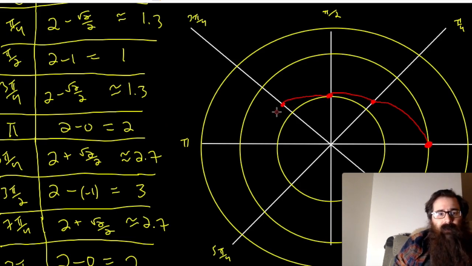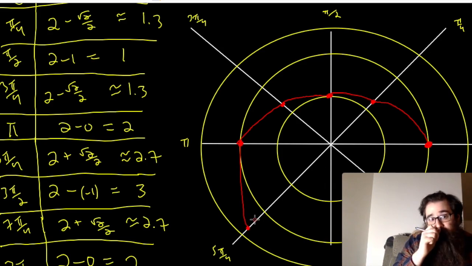And then at pi, we have 2. So here at pi, I should have a point at 2, and that's the middle circle, right? Connect to it with a smooth curve. 5 pi over 4 is about 2.7, so somewhere between 2 and 3, perhaps a bit closer to 3, so about there, and I can plot it and connect with a smooth curve.